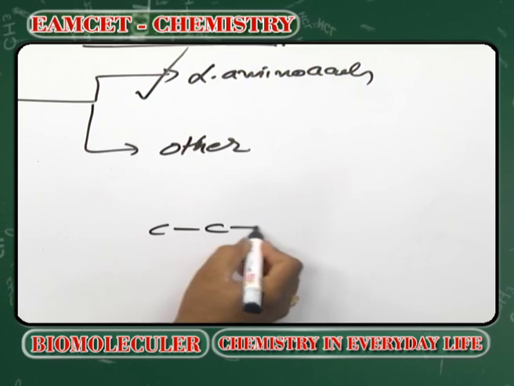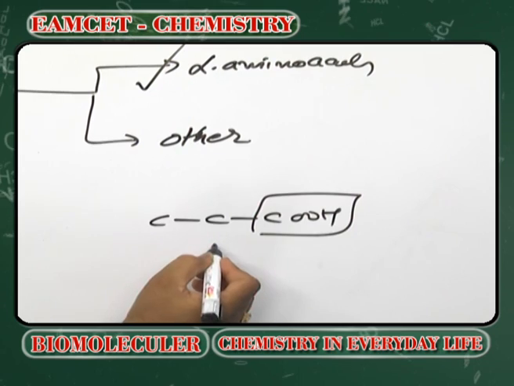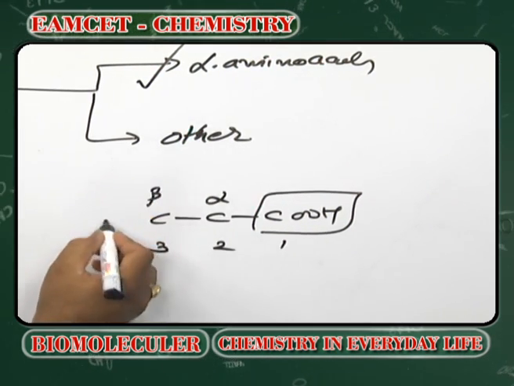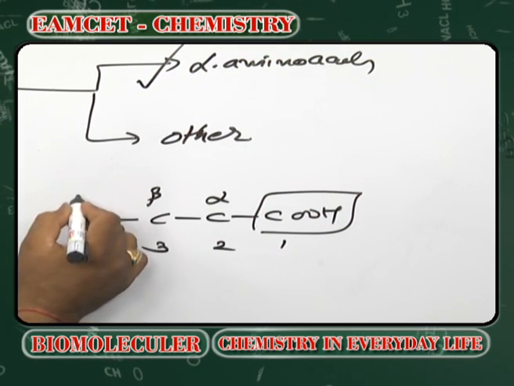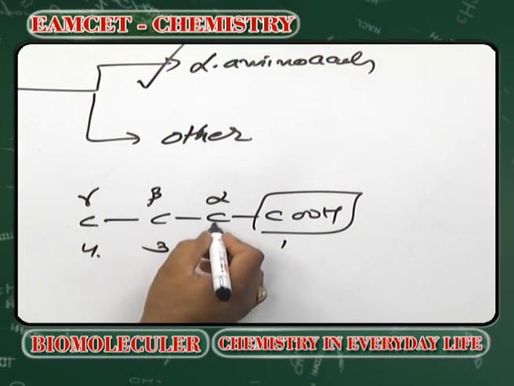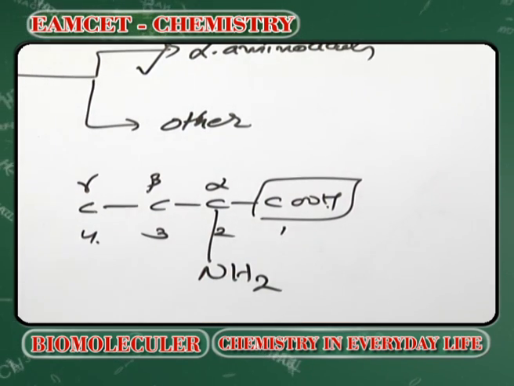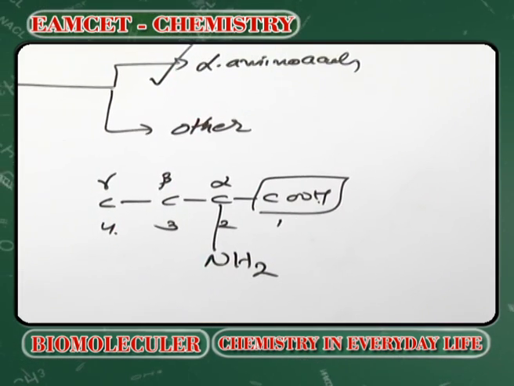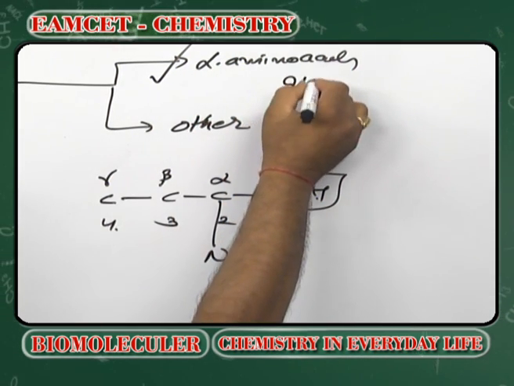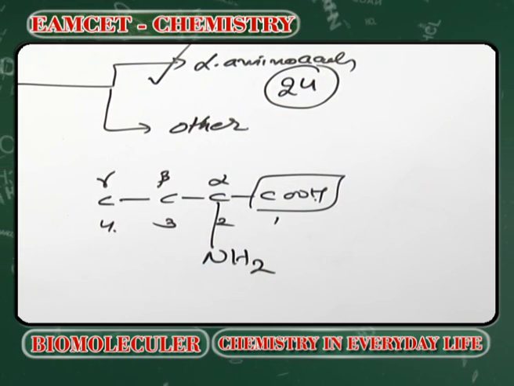In a carboxylic acid, leaving the functional group, the second carbon is called the alpha carbon, the third carbon is called the beta carbon, and the fourth carbon is called the gamma carbon, and so on; it is numbered in the alphabet. So the amino group is on the second carbon. Amino and carboxylic groups are both attached to the same carbon. Such amino acids are alpha amino acids. All the 24 amino acids identified so far are alpha amino acids only.